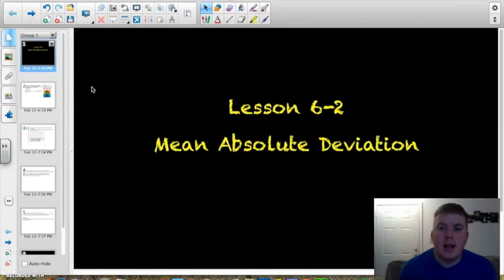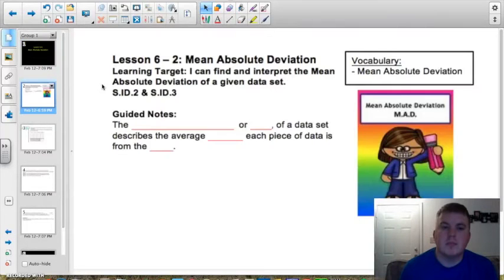Alright, let's get to the math. This is lesson 6-2. We are going to be looking at the mean absolute deviation. The mean absolute deviation is another measure of spread or variation that we're going to be taking a look at in this unit. Our learning target is that I can find and interpret the mean absolute deviation of a given set. And so let's go ahead and jump into our notes.